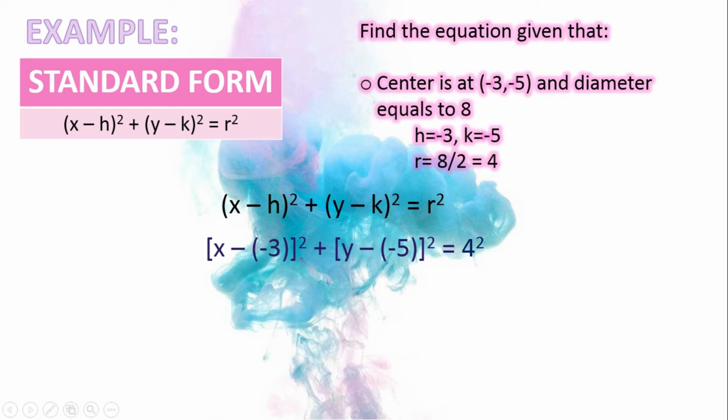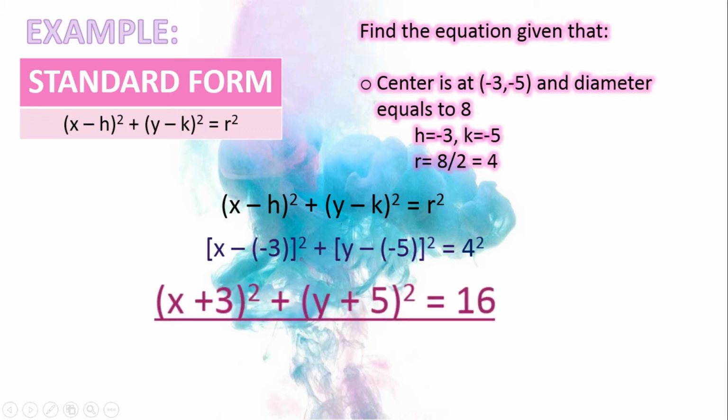The next is we have here: negative times negative is equal to +3, so x plus 3 squared, plus y negative times negative is +5, squared, and 4 squared is equal to 16. So, the standard form for this problem will be x plus 3 squared plus y plus 5 squared is equal to 16. So, that is the answer.